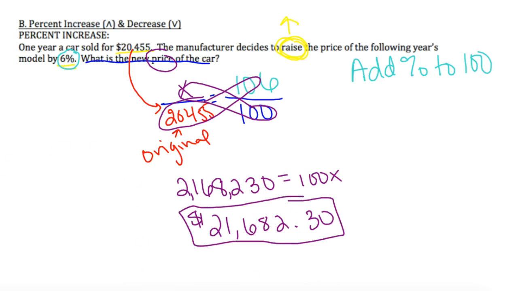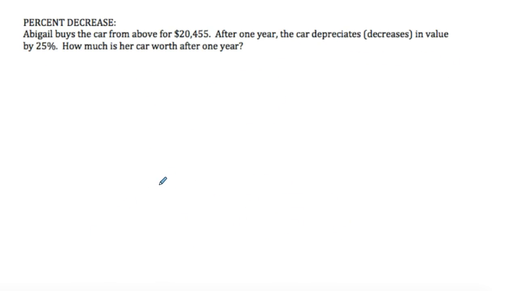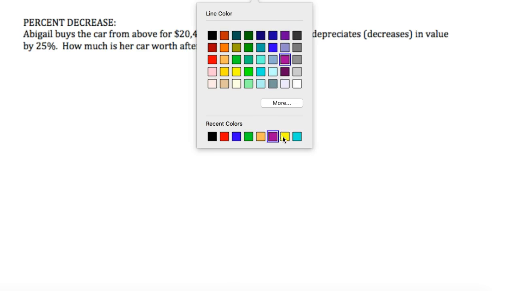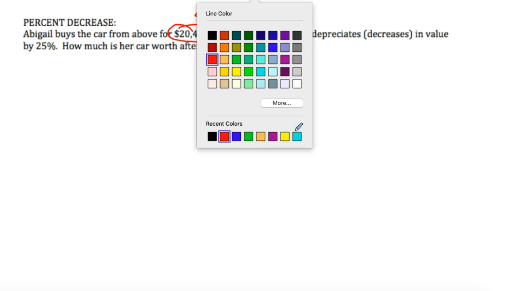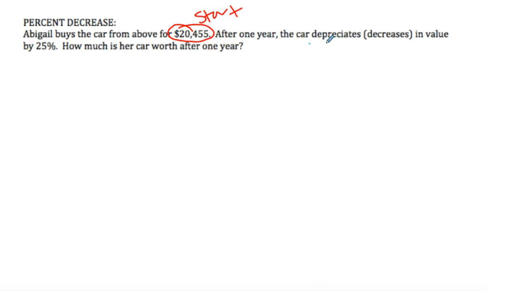Let's take a look at a percent decrease example. Abigail buys the car from above. So we're still talking the same car. This is my original amount. Okay, this is my starting amount, my original. After 1 year, the car depreciates. Depreciates means goes down. Okay, so it's going to go down by 25%.